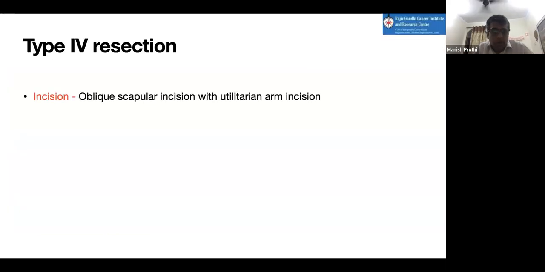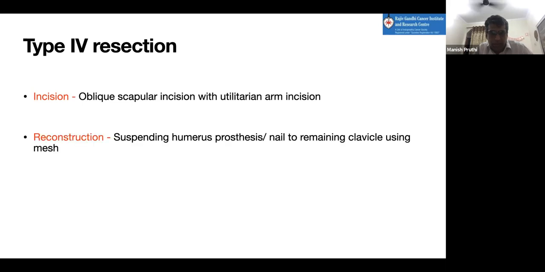So going to the Tikoff-Lindbergh conclusions, in type 4 resections, the incision is an oblique scapular incision with a utilitarian arm incision. The reconstruction is done by suspending a humerus prosthesis or nail to the remaining clavicle using a Prolene mesh or a Gore-Tex tube. Because we are losing part of the humerus, we have to reconstruct that humerus with either a prosthesis or a K-nail and then suture it to the remaining clavicle.